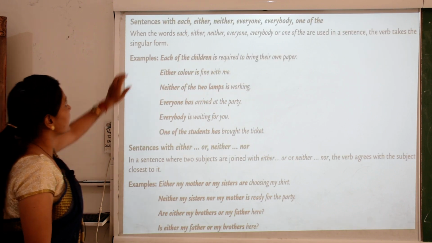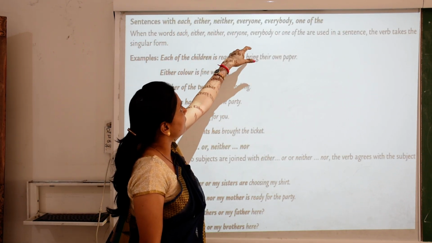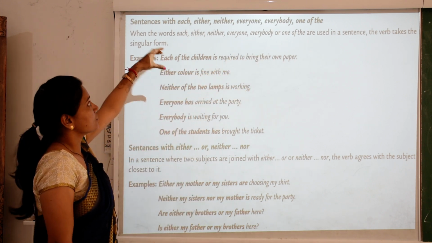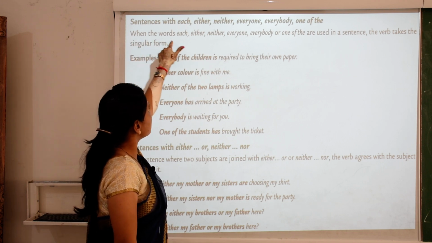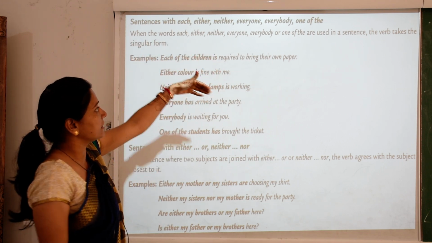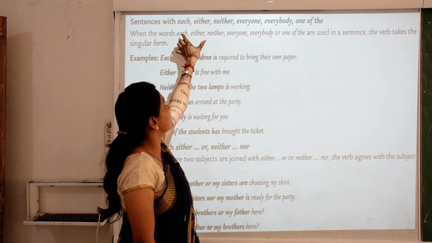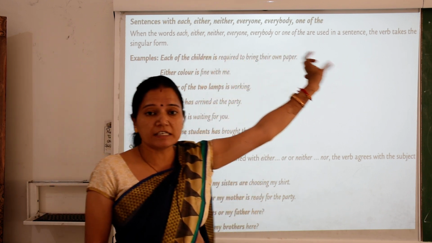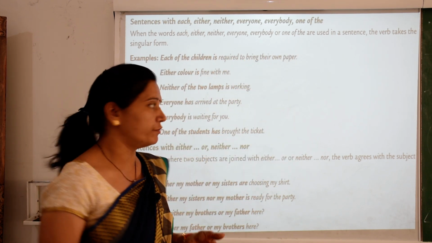Now let's move on to the next. Sentences with each, either, neither, everyone, everybody, one of the. So if these words come in the sentence, then what will we do? When the words each, either, neither, everyone, everybody or one of the are used in a sentence, the verb takes the singular form. So please remember, students, if these words come in the sentence, you always have to write a singular verb.